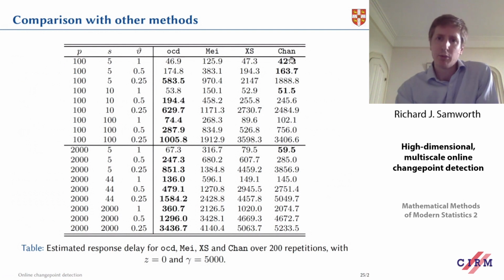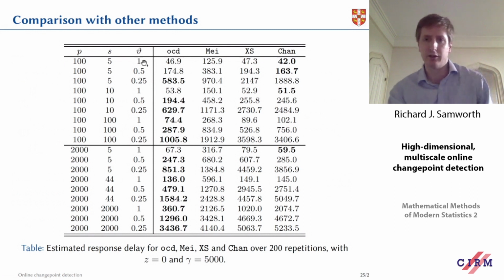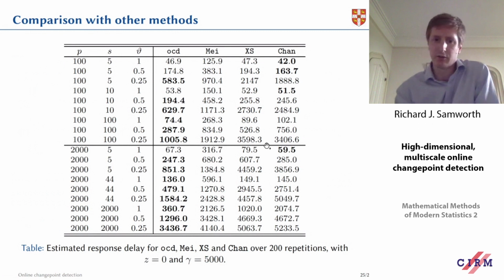So the point here is that, as I mentioned previously, if the signal strength is large enough that the scanning window width doesn't need to be increased, then that's going to do very well for detecting changes. So the Chan algorithm is going to do well in the strong high signal to noise ratio settings. But in lower signal to noise ratio settings, the window width isn't large enough to include enough observations to detect the change, and that's why you see the large response delays.